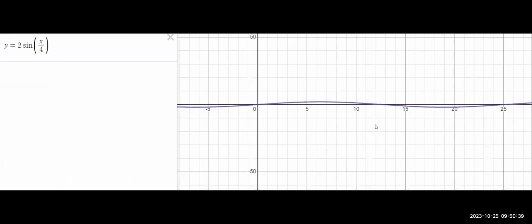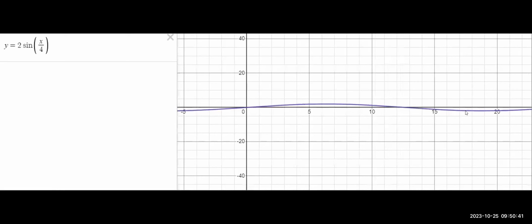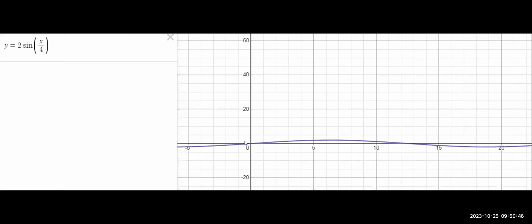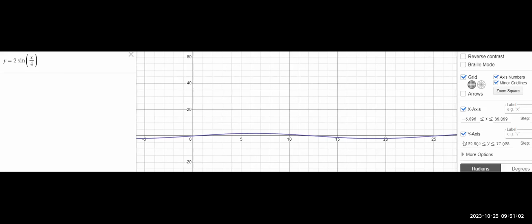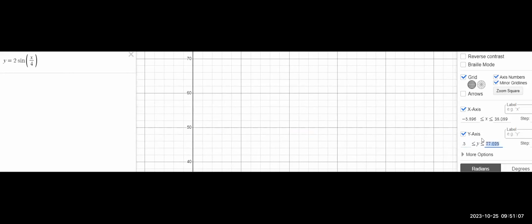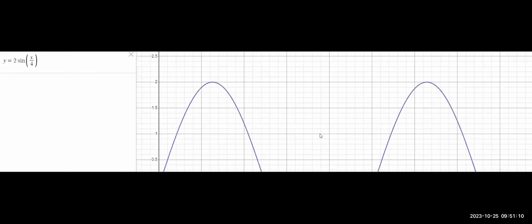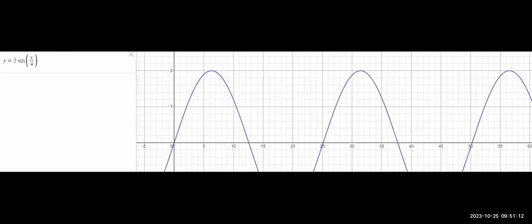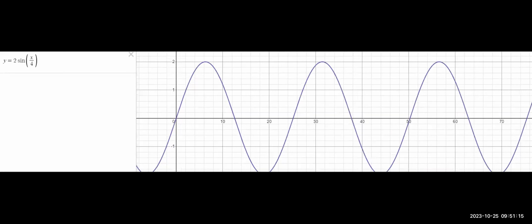Now, if you want, you can change your window. See how it's very flat, very squished. And again, it's counting on the y-axis, it's 20, 40, 60. That's just too much. Let's go smaller. Let's go to like 10 right here, or 5. So on the y-axis, I'm going to go -5 to +5. Okay, there we go. And you've already got it.